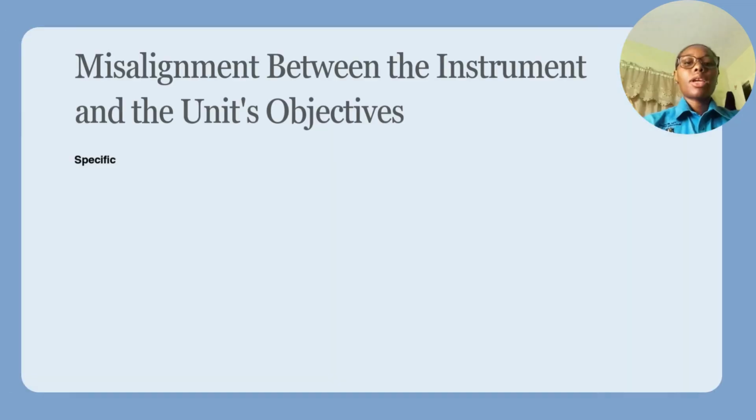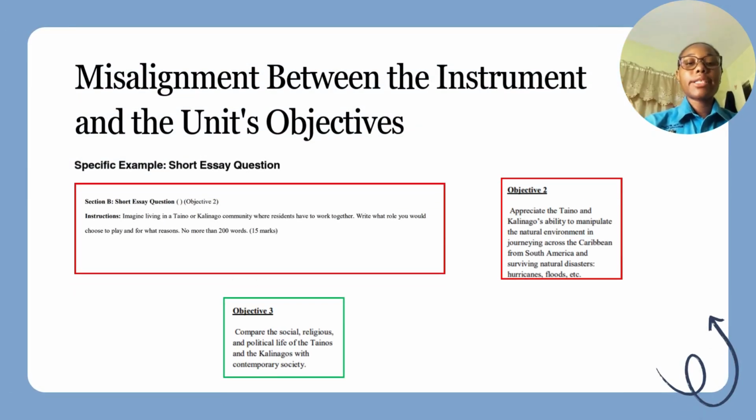Now, in section B, the short essay question, the prompt, which asks students to choose a role within the society and to justify it, assesses knowledge of the social structure and the life of the indigenous groups from Objective 3. It is incorrectly labeled as assessed in Objective 2, which is to appreciate the Taino and the Kalinago's ability to manipulate the natural environment.